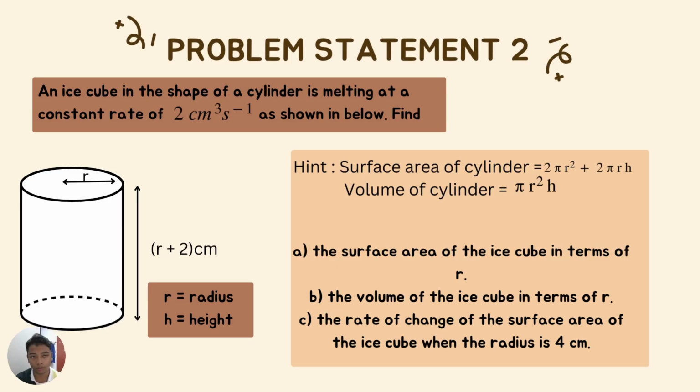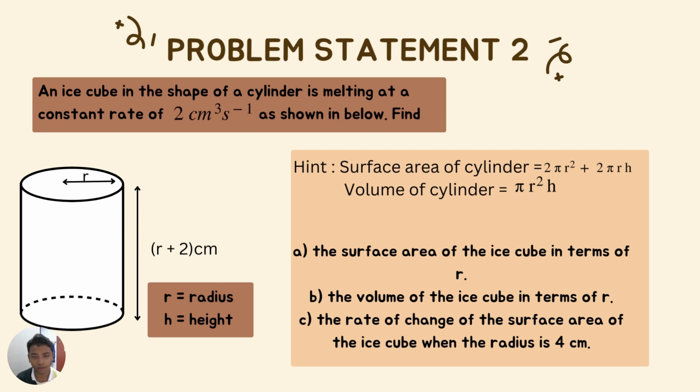Problem statement number 2. An ice cube in the shape of a cylinder is melting at a constant rate of 2 centimeters per second, as shown below. For reference, r means radius and h means height. Just to recall the hint, the surface area of a cylinder is 2 pi r squared plus 2 pi r h. The volume of a cylinder is pi r squared h.